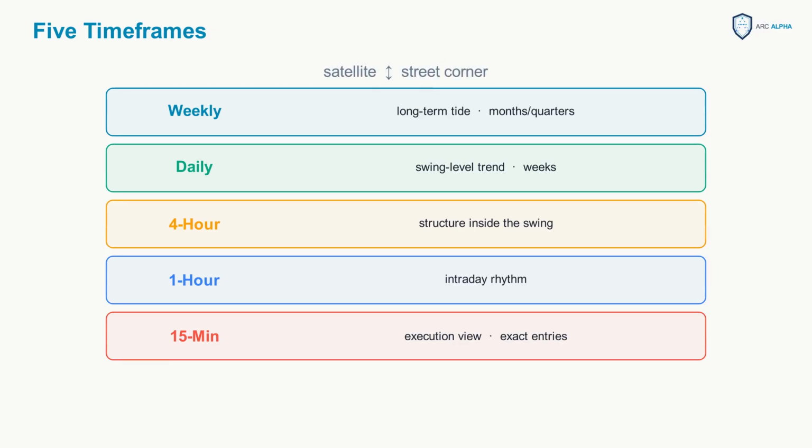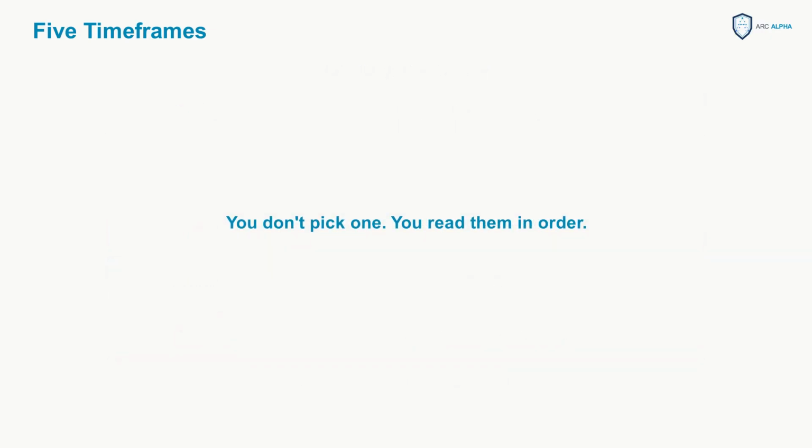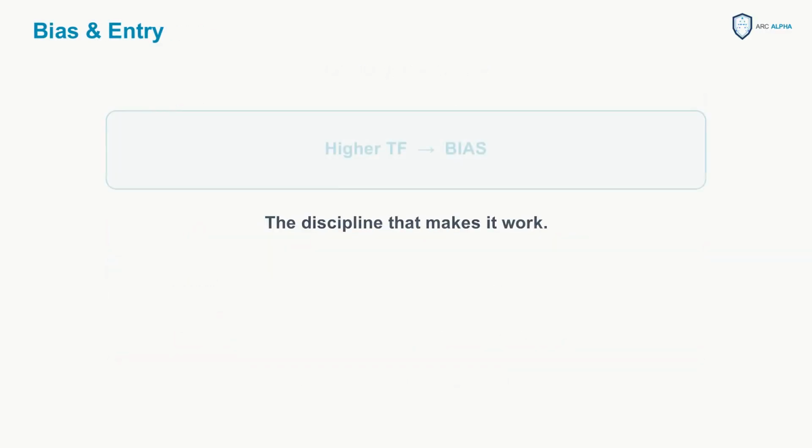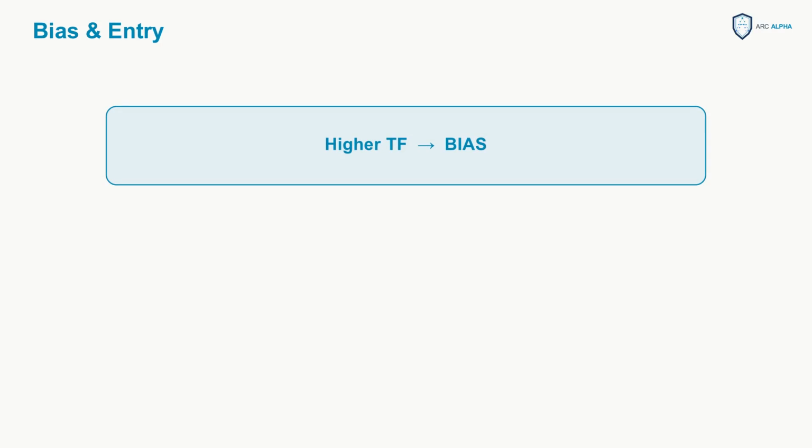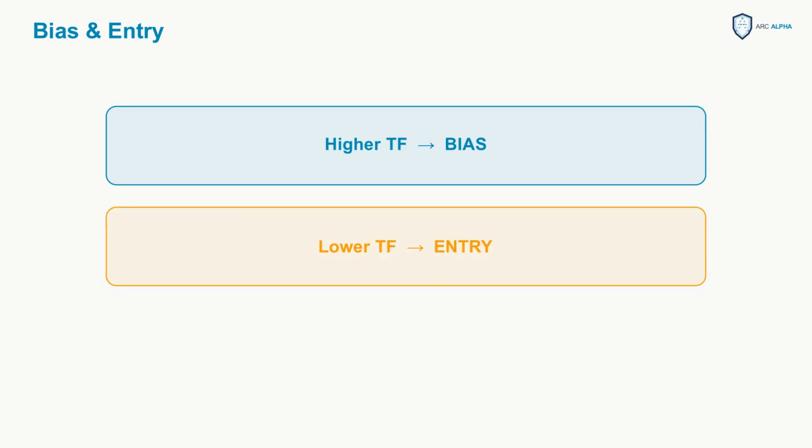Think of it like a zoom lens. Weekly is the satellite, 15-minute is the street corner. Each one tells you something the others can't. You don't pick one, you read them in order. Here's the discipline that makes it work. The higher time frame sets the bias. The lower time frame sets the entry. Never reverse those 2 roles.